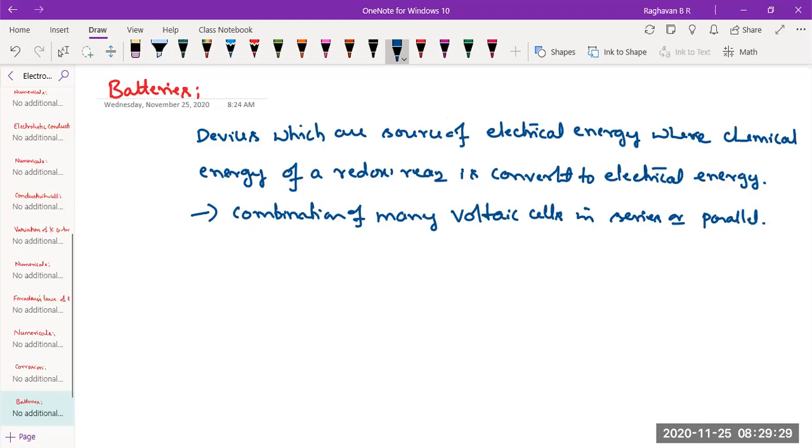Now, these batteries are of two types basically. Which are the two types? It is not that lithium ion battery or mercury battery or nickel cadmium battery, like that. Basically, there are two types: rechargeable and non-rechargeable. A rechargeable battery is called a secondary battery, and a non-rechargeable battery is called a primary battery.